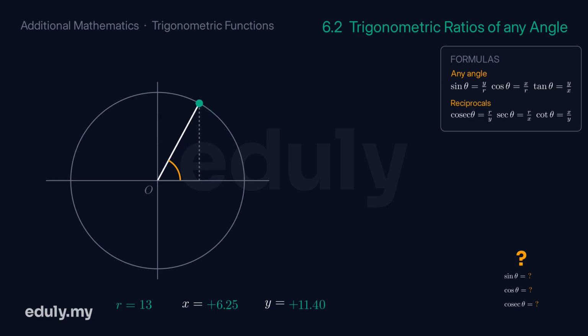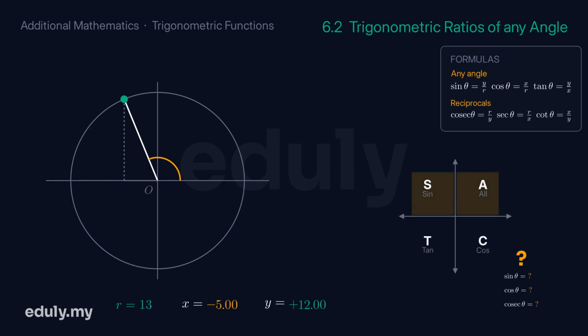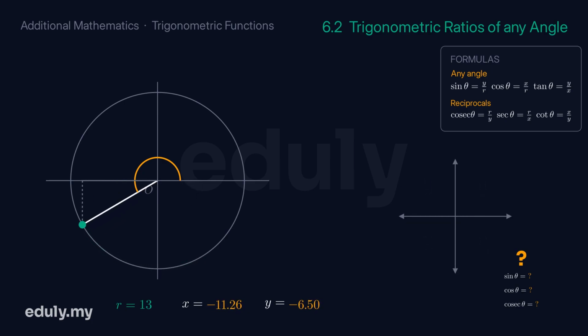Now watch only the signs of x and y. Green positive, orange negative. Quadrant 2, y positive, x negative. Sine is positive here too. Quadrant 4, x is positive again. Cosine is positive here too. Quadrant 3, x and y both negative. Tangent is positive here too. Put it together and it spells itself. All sine, tangent, cosine. ASTC.